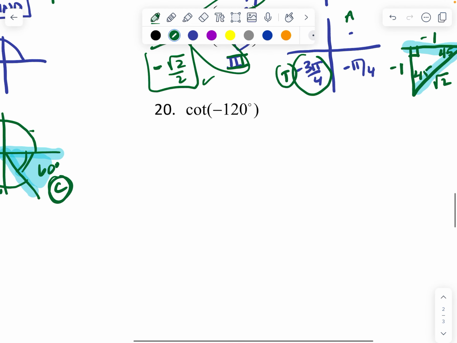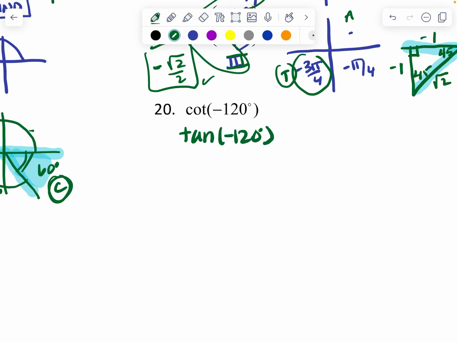And then last but not least, don't like cotangent. Okay, let's change that to tangent of negative 120. But what do I have to do? I have to flip that answer at the end, right? So tangent of negative 120. So let's plot negative 120. This is negative 90. Negative 120 is like somewhere right there.